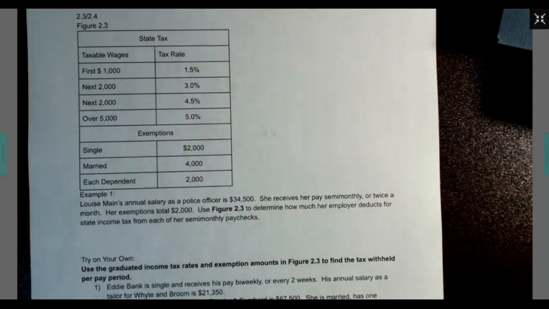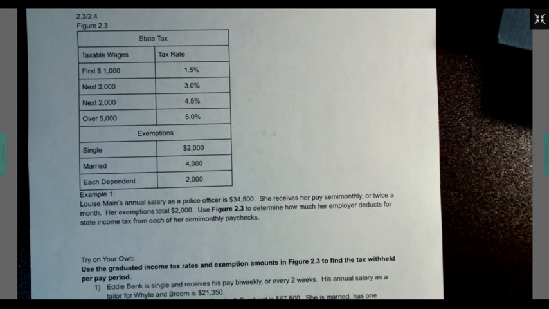We still have those exemptions that we talked about earlier. Single is a $2,000 exemption. Married is a $4,000 exemption. And it is $2,000 for each dependent.